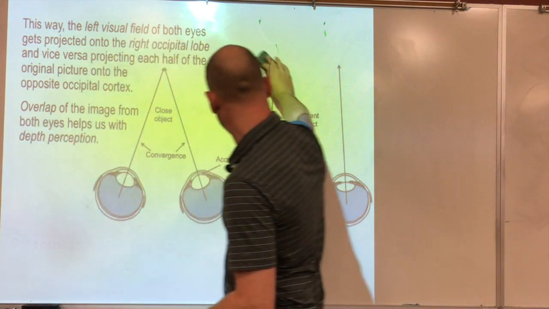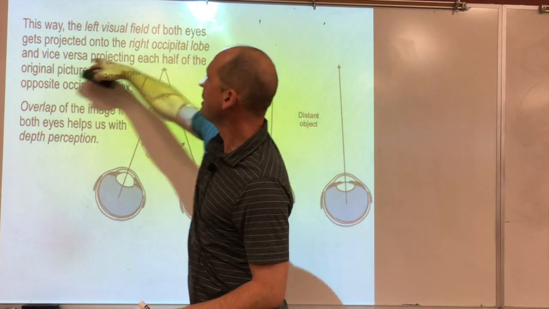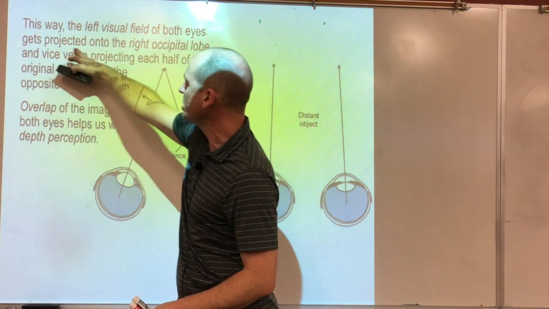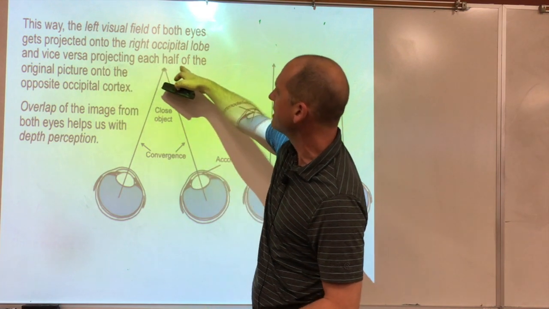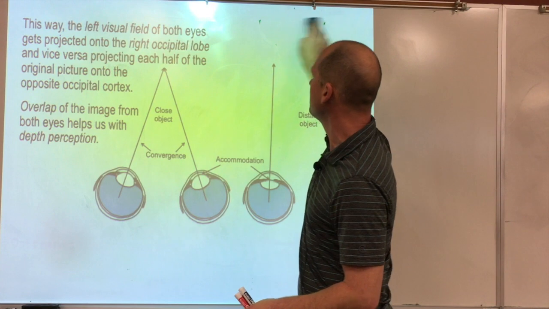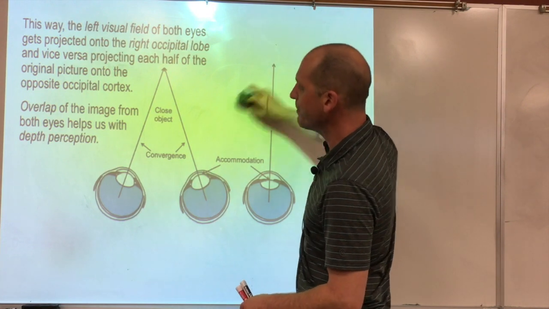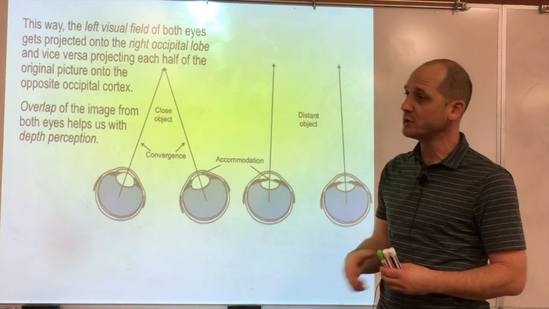So that's what I write here. This way the left visual field of both eyes, or the right visual field, doesn't matter, gets projected onto the same occipital lobe, here the right one, or vice versa, projecting each half of the original picture onto the opposite occipital lobe. Overlapping the image from both eyes helps us then see depth perception, which is 3-dimensional.